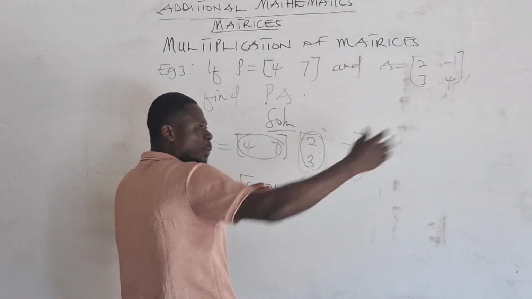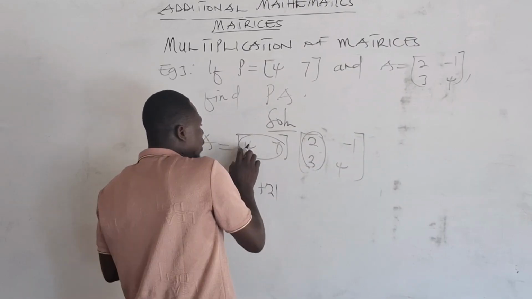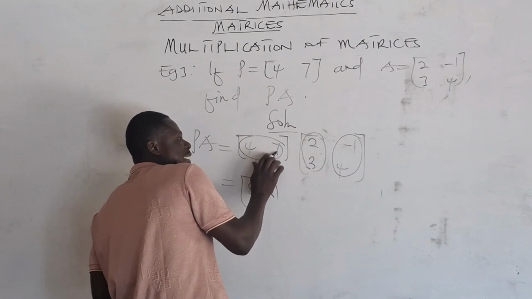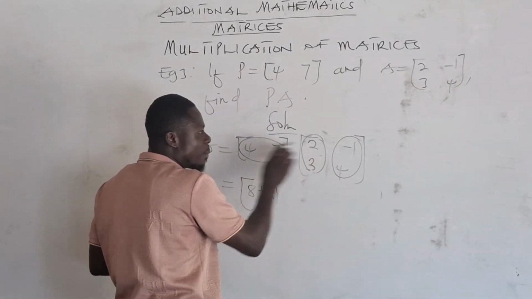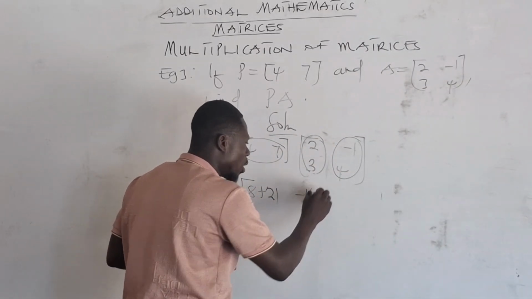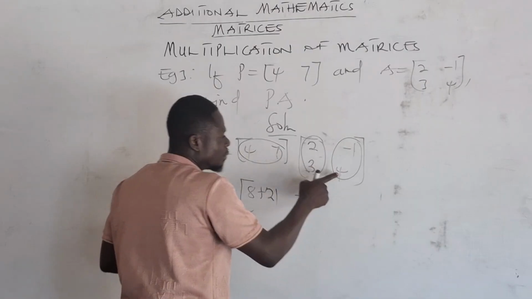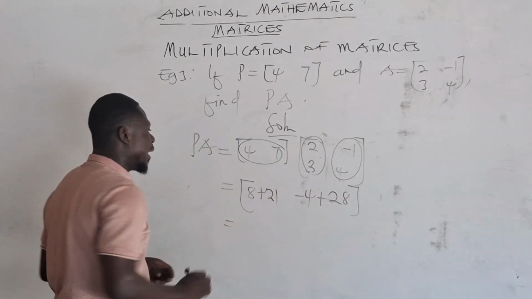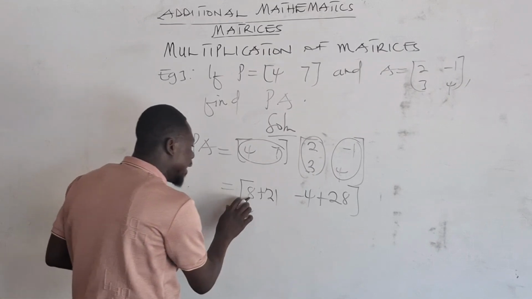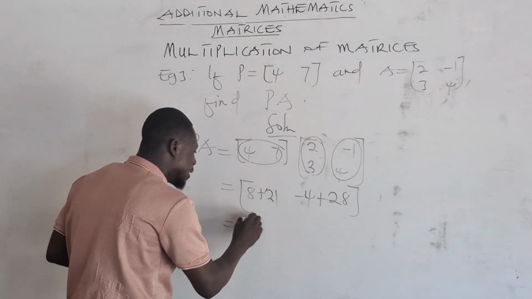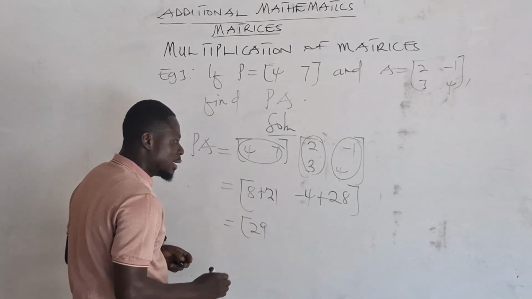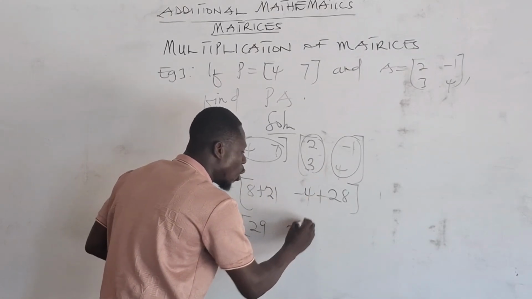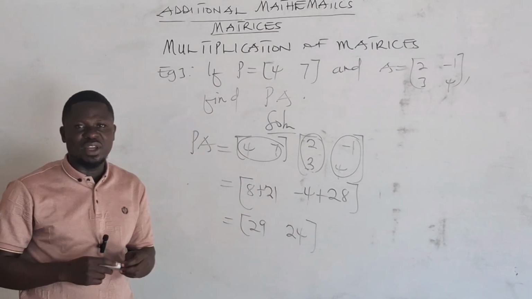We are going to the extreme end. That is the second column. So first by first, second by second. So what is 4 by negative 1? Negative 4, plus 7 by 4 will be 28. So at the end of the day, we will add. So we have 8 plus 21 giving us 29. And then negative 4 plus 28 will give us 24. So you can see the result we are having now.